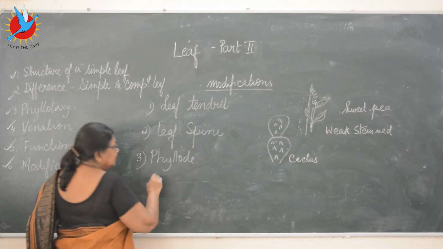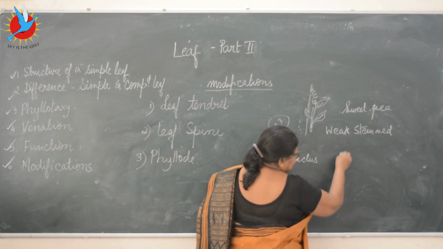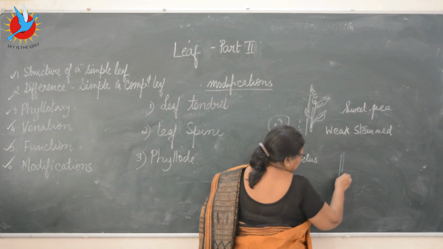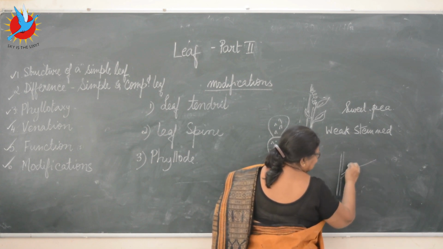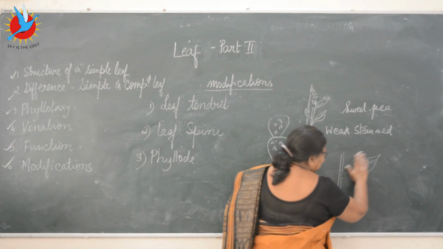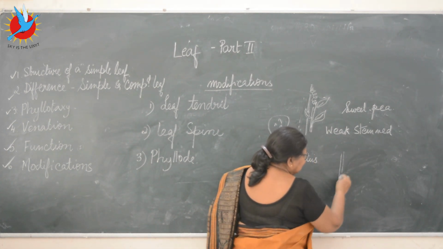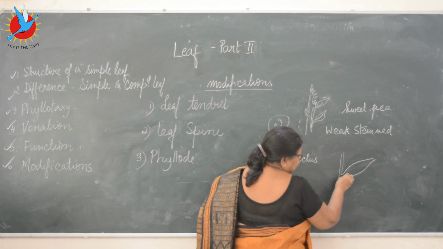Third one, phyllodes. This is also to store water. Now just see here, you know that a leaf has a petiole and then it has the lamina, common. Now here, in this phyllode, what happens? The petiole takes the shape of the lamina.